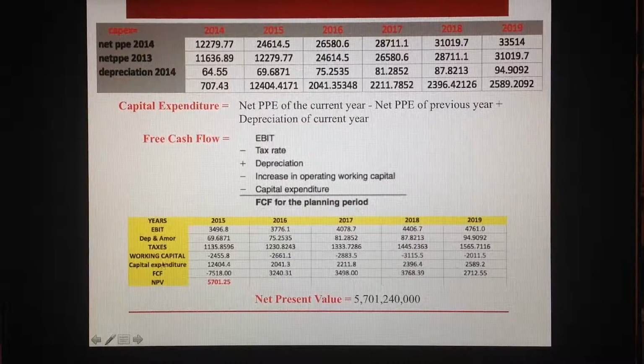Then I calculated the free cash flow by using this formula: EBIT minus tax rate plus depreciation minus working capital minus capital expenditure. And my NPV was 5 billion, and I got the NPV by adding all the free cash flow for each year together.